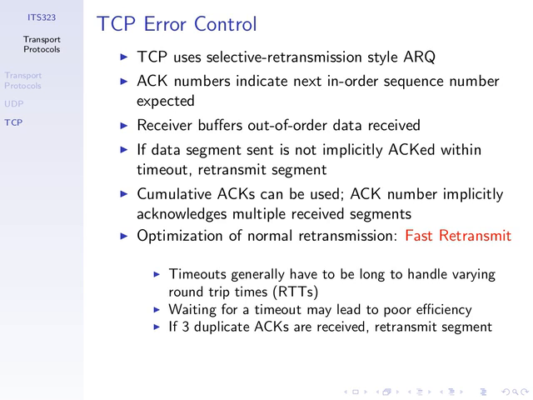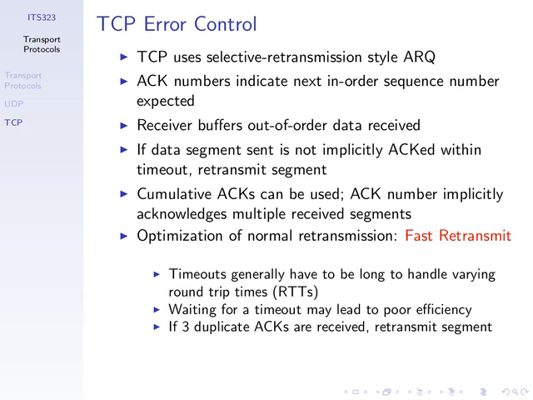We know this, the ACK numbers indicate the next in-order sequence number expected. We must receive the data in order. When we send an ACK, we say what's the next one expected in order. We will not ACK out of order data. If a data segment sent is not ACKed within some timeout period, the source will retransmit. So that's our basic retransmission scheme.